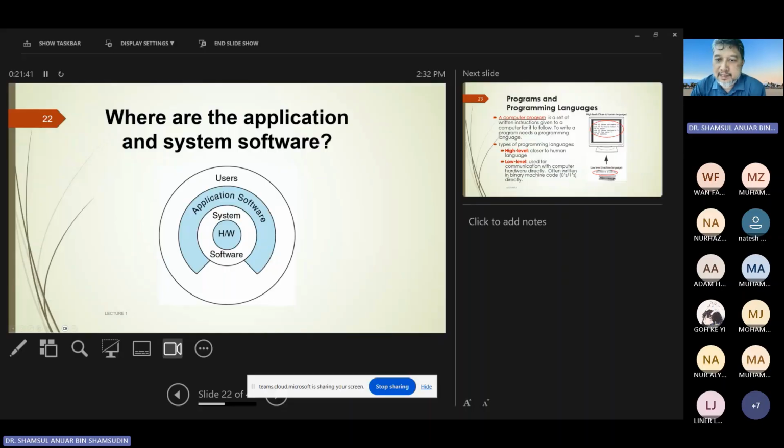Where are the application and system software? So, users, application software, system software, hardware. So system software is the hardcore that governs or controls the software. Everything else can access the hardware through the system software. Okay.